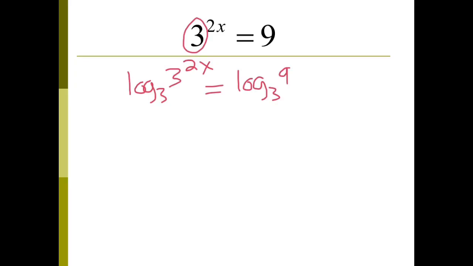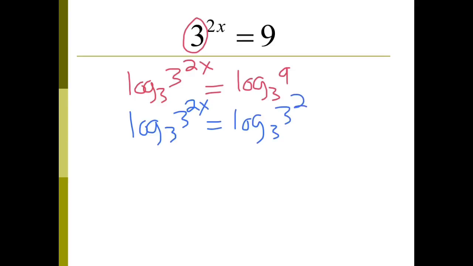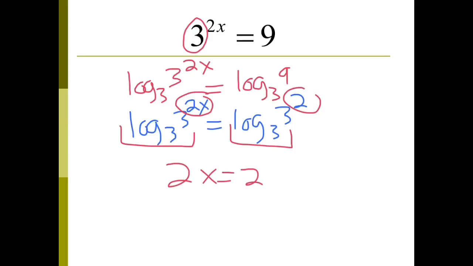Alright, so I can do two things here. I can do some simplifying, or I can try and set up a one-to-one relationship. I'm going to go with the one-to-one relationship, and I'm going to rewrite 9 as 3 squared. Alright, so now I have log base 3 of 3 to the 2x is going to equal log base 3 of 3 to the second. So we have the same base for each one, which means our exponents have to be the same. So 2x has to equal 2, which means x has to equal 1.